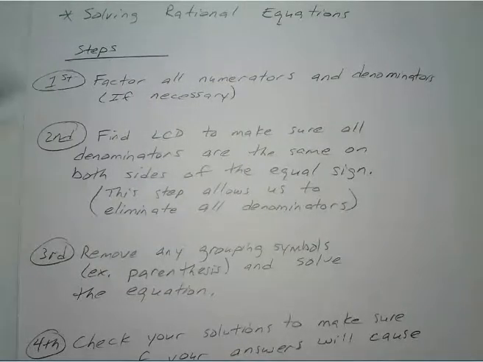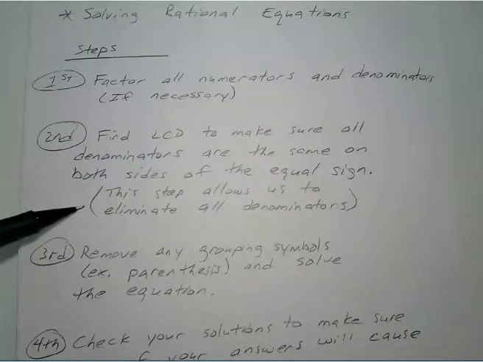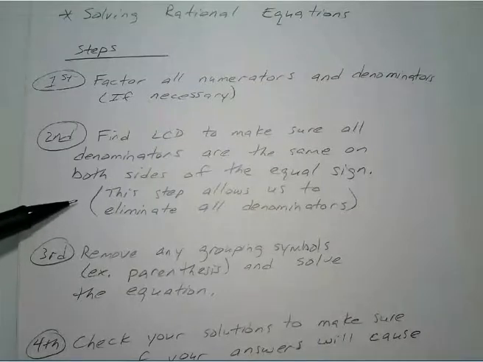First step is to factor all numerators and denominators if necessary, which means that if it's already factored out as far as it can go, you can skip the first step. On the second step, you want to find the least common denominator to make sure all denominators are the same on both sides of the equal sign. This will allow us to get rid of all the denominators or basically eliminate the fractions.